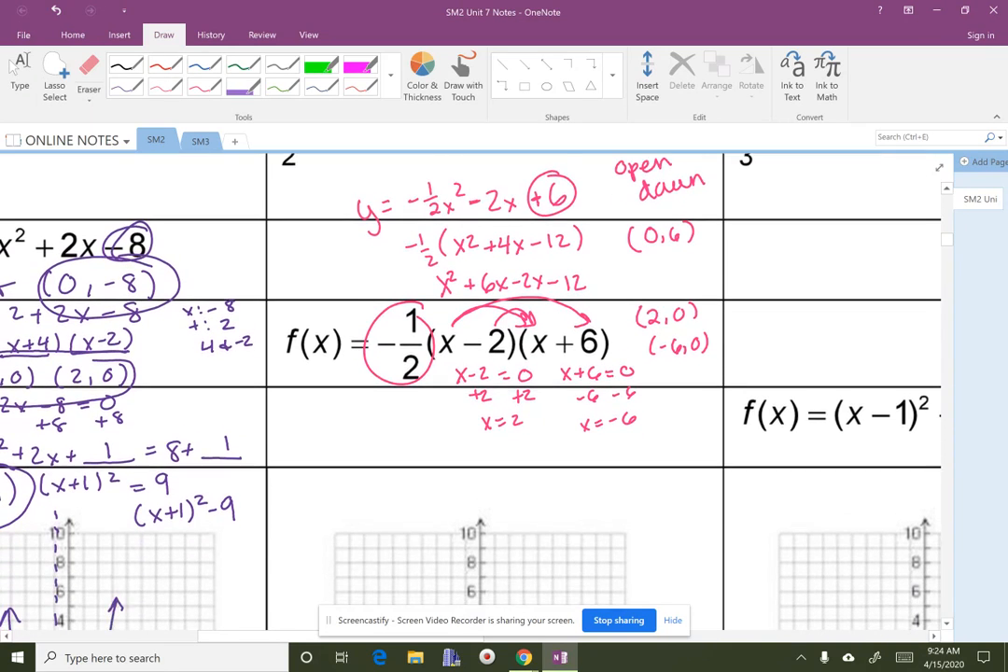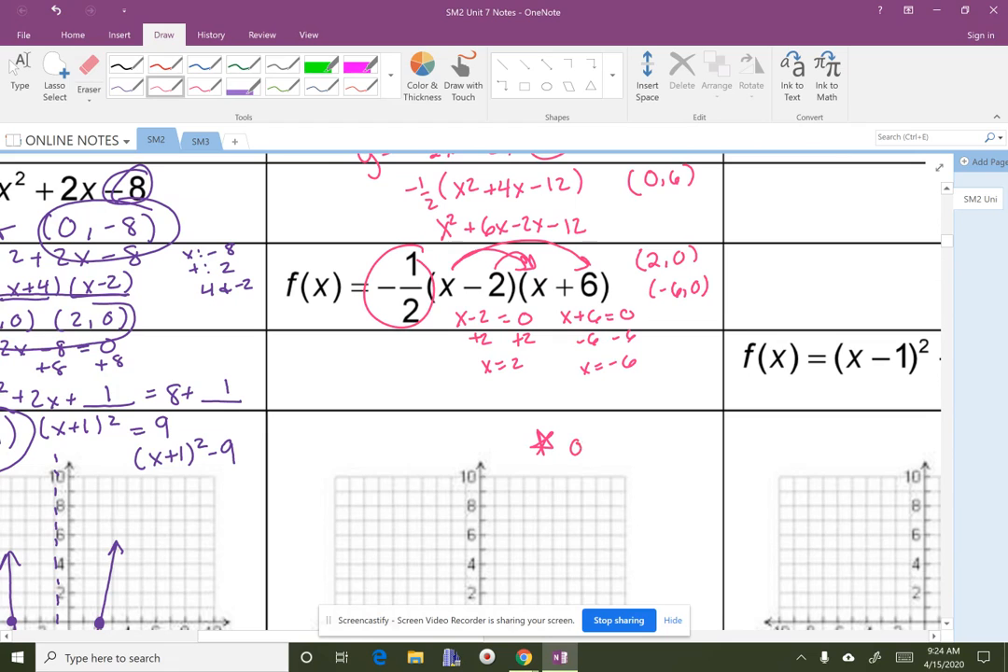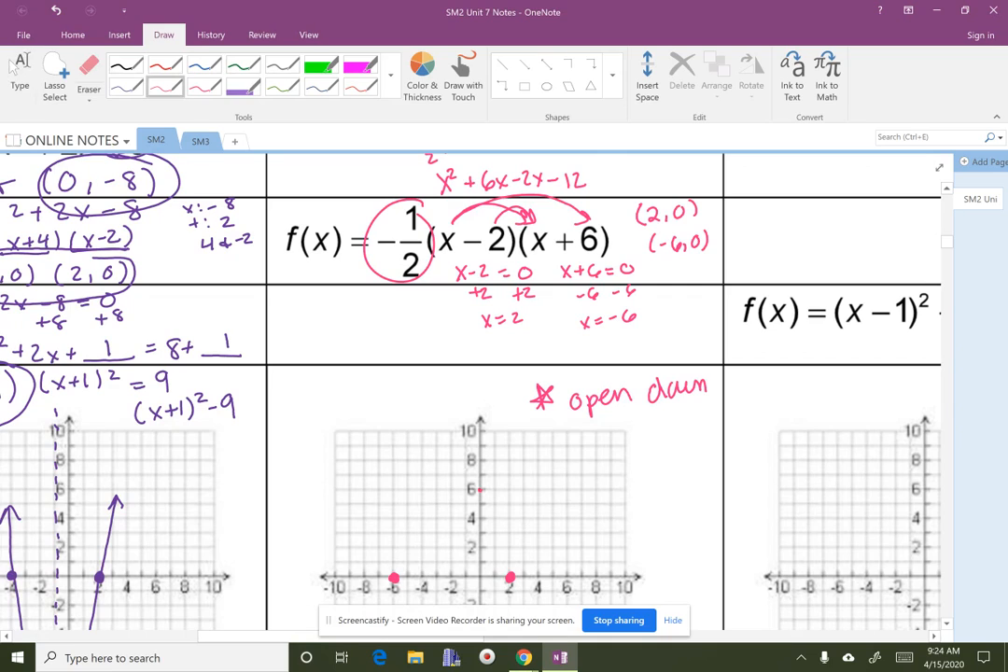So I go to my graph. I'm going to make a note for myself that it opens down. And then I'm going to plot the point (0, 6). And that point right there shows me that I'm in the right direction. Okay, I'm headed in the right direction because it looks like it's going to open down.